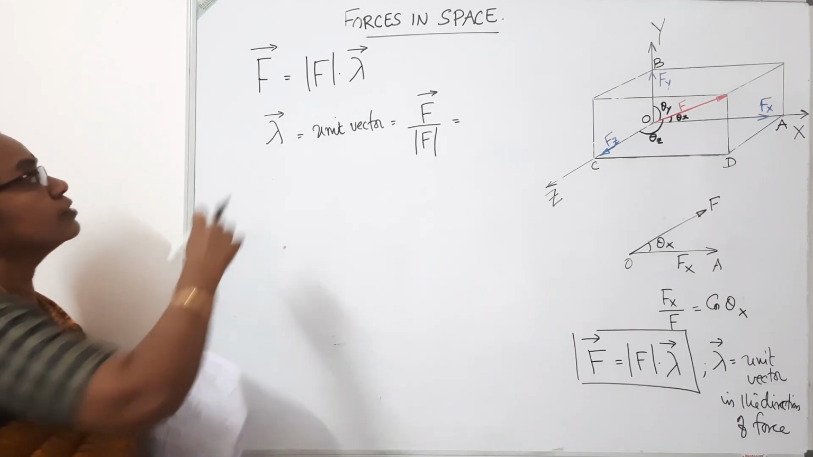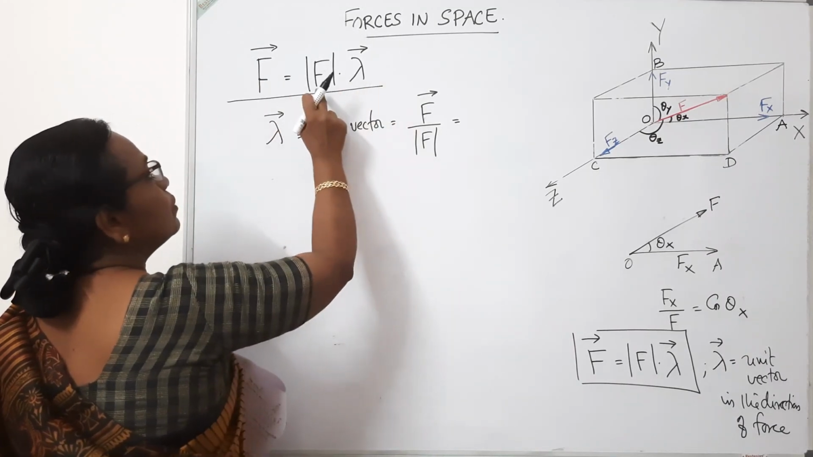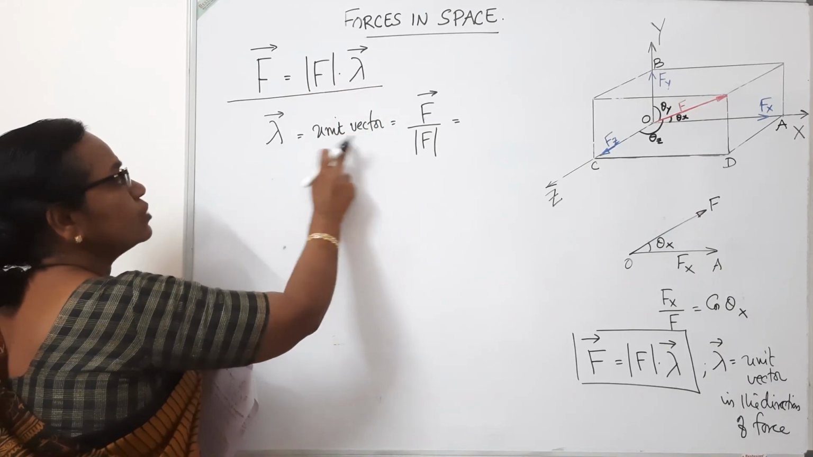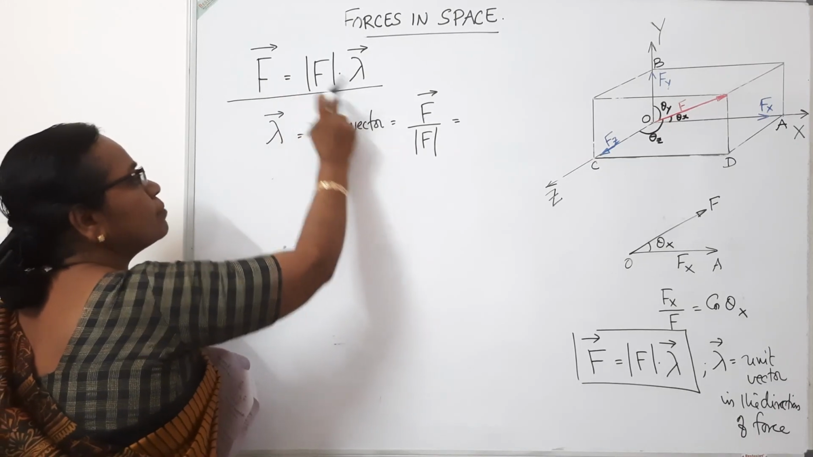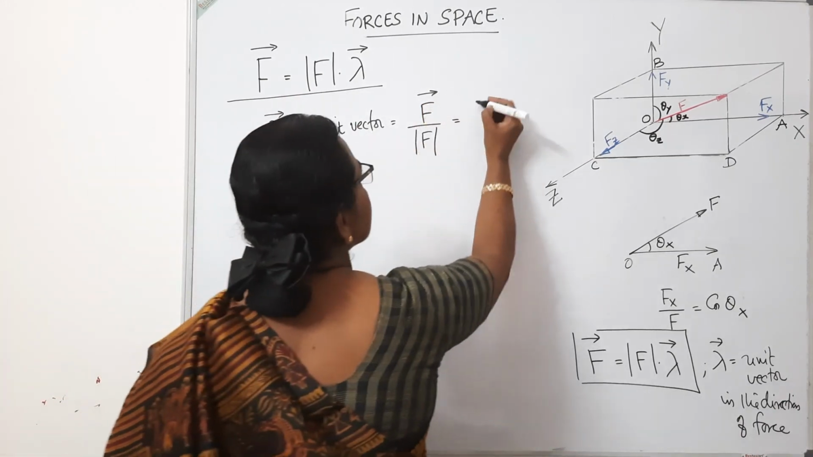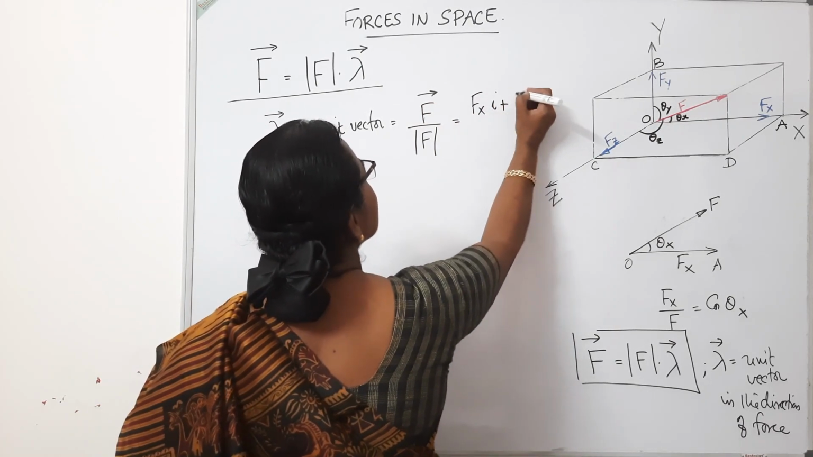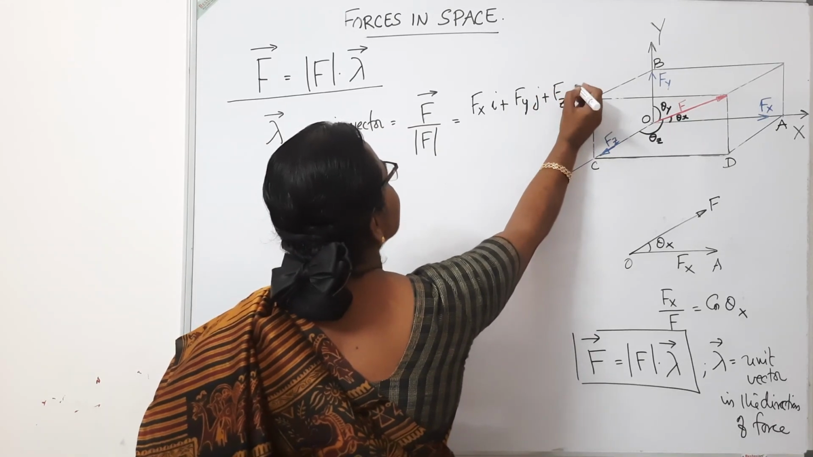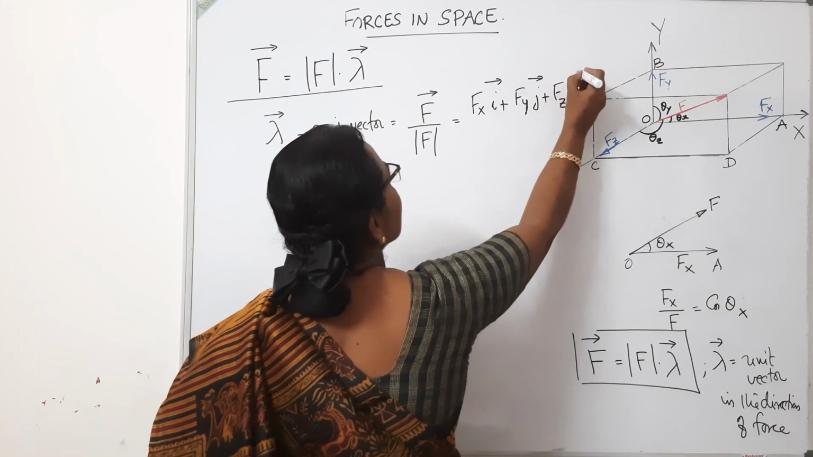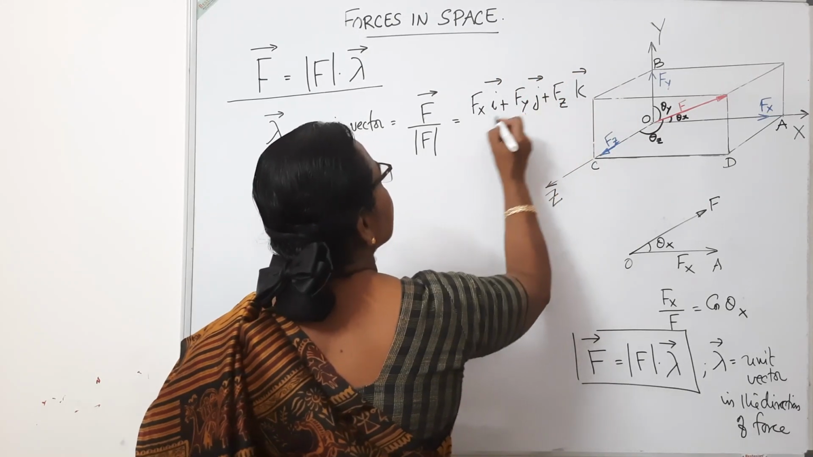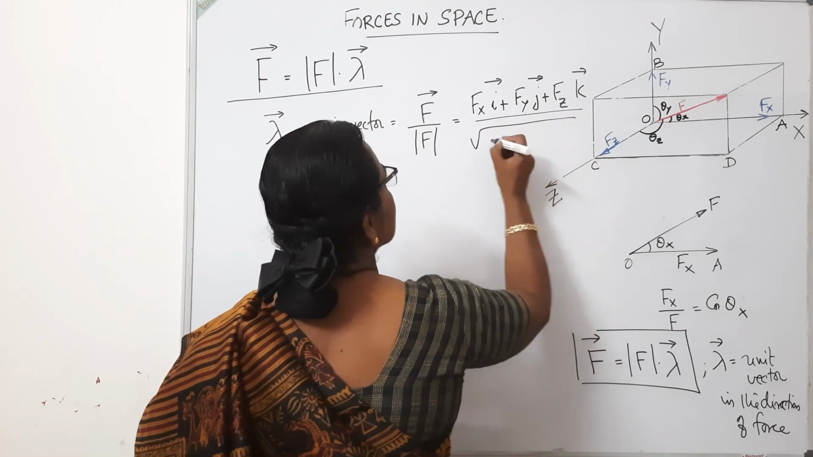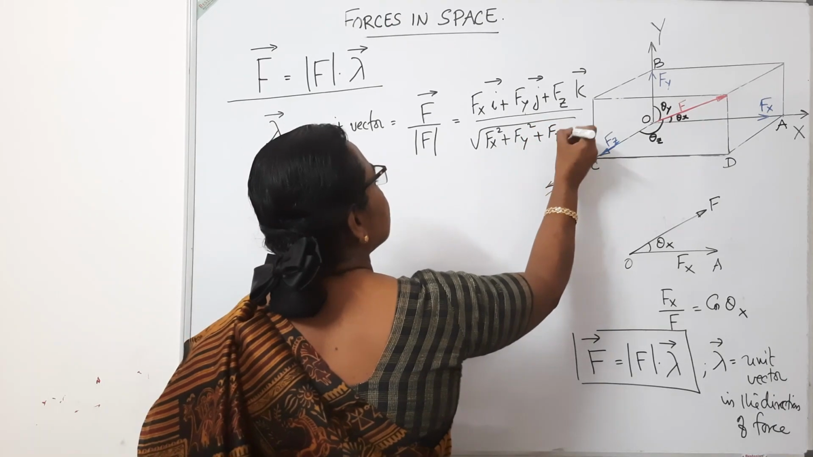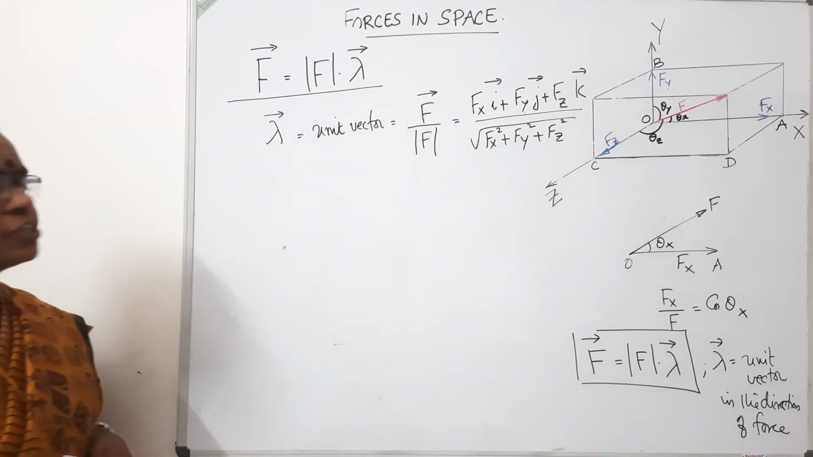So we have seen the representation of a force vector: F is equal to the magnitude of the force into the unit vector. The unit vector in the direction of the force is given by F vector divided by modulus of F. That is, F is equal to Fx i plus Fy j plus Fz k, divided by mod F. Mod F is the root of Fx square plus Fy square plus Fz square. So the unit vector is obtained.